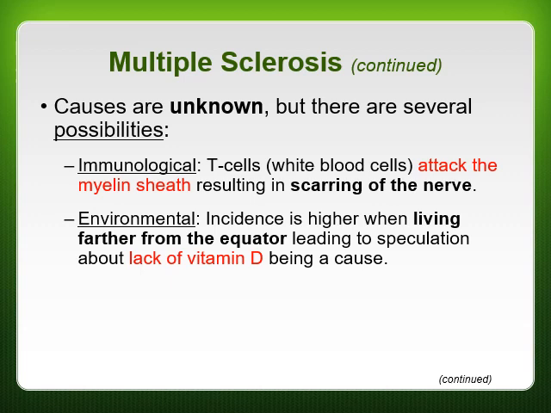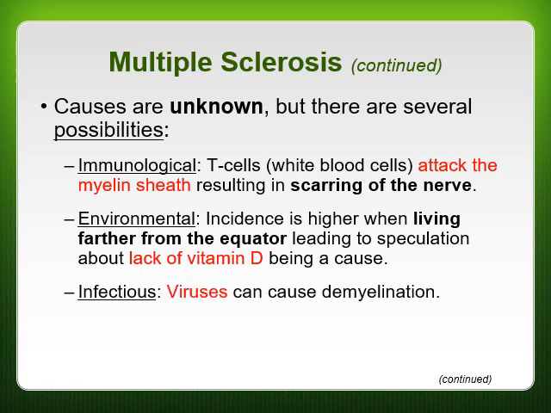Maybe it's environmental. Incidence is higher when living farther from the equator. So if you live in really northern latitudes, up in maybe northern Canada or other places in Europe or around the globe that are considerably far from the equator, might be something related to a lack of vitamin D. So not being close enough to the sun and absorbing vitamin D from just being outside and being in the sun. That's a possible cause.